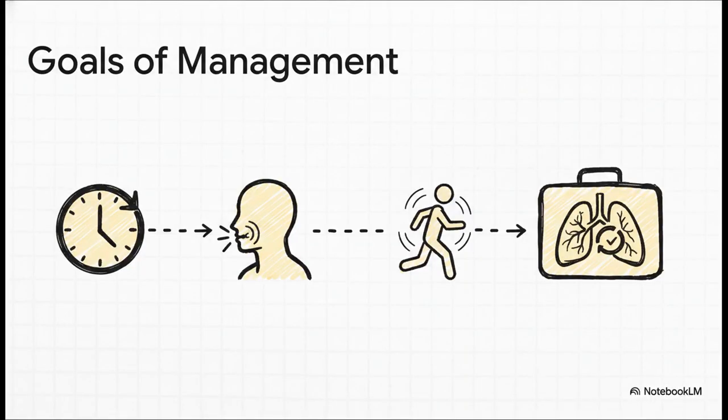So the overall goals of management are really clear. First, you use targeted therapies to slow down that scarring process as much as you possibly can. Then you focus on managing symptoms to improve quality of life. That means things like pulmonary rehab and oxygen therapy. And finally, in very advanced cases, assessing a patient for a lung transplant might be the only remaining option.